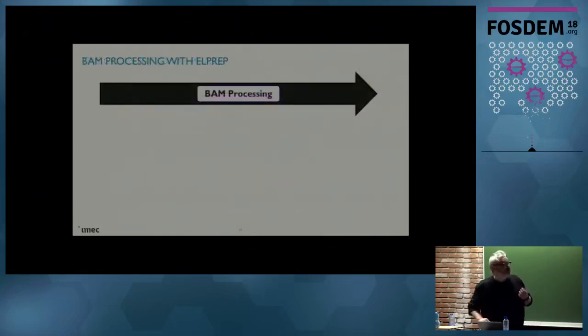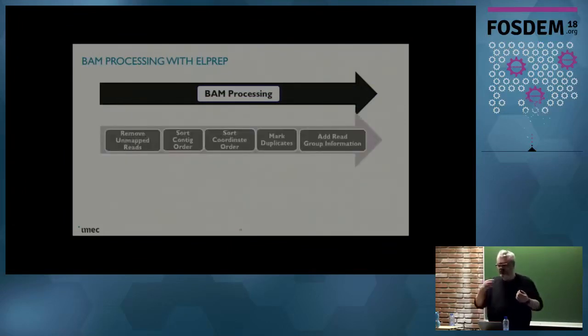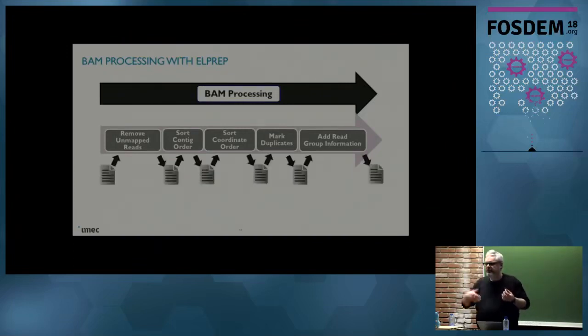So we looked at the BAM processing, and for the BAM processing, you have several tools that all do certain simple steps, like removing certain reads that we were not able to map to the reference, sorting them in certain ways, removing duplicates because these machines may produce duplicates, and so on. This is organized in such a way that each of these tools gets an input file, does its computation, produces an output file, and passes it on to the next.